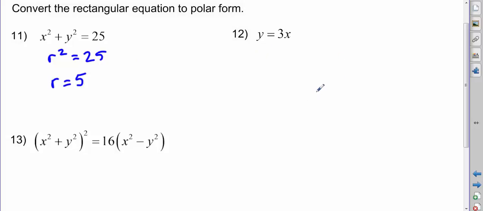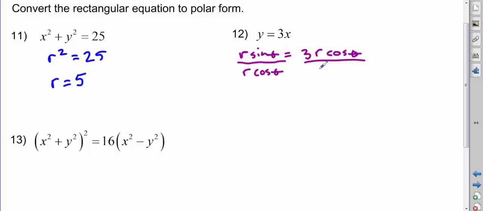All right, here's our next one, y equals 3x. Now we're going to have to use a little bit more work to get through this one. One thing I know about y is that it's the same as r times the sine of theta. And I know that x is r times the cosine of theta.